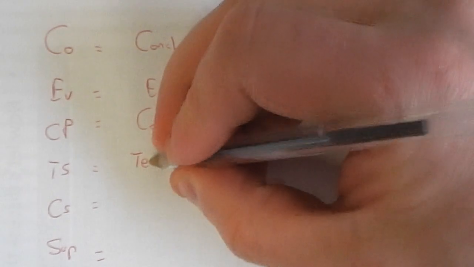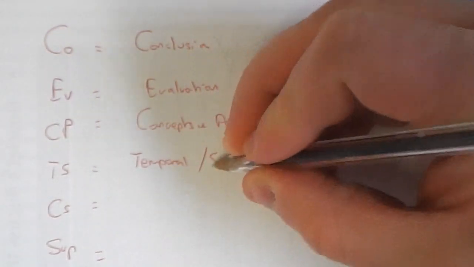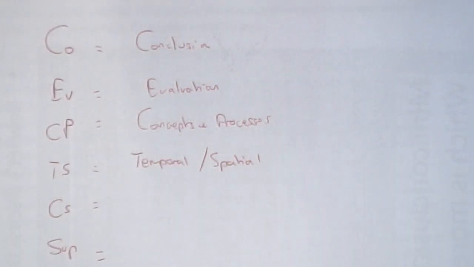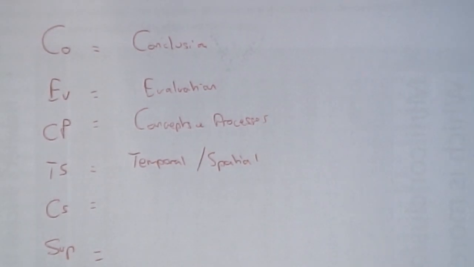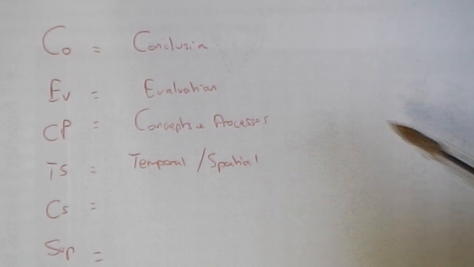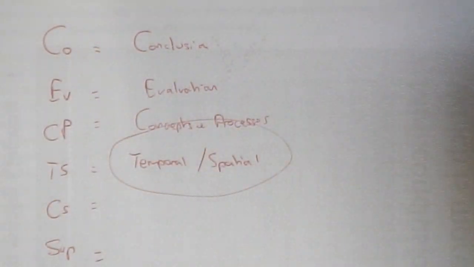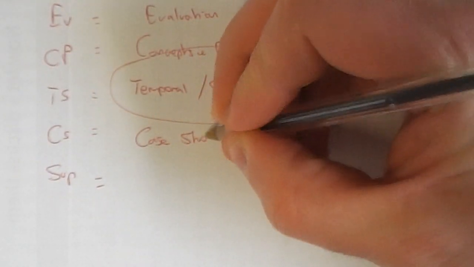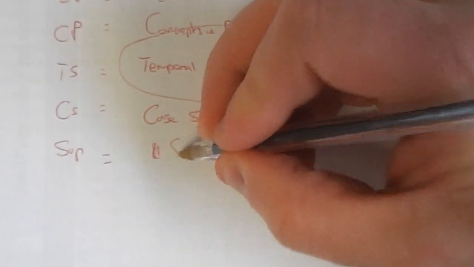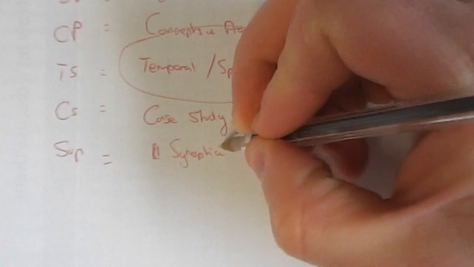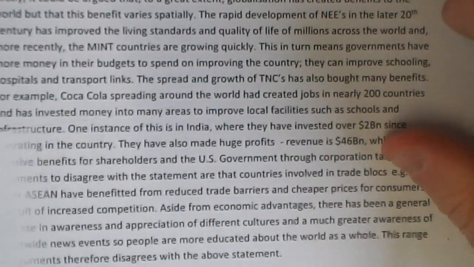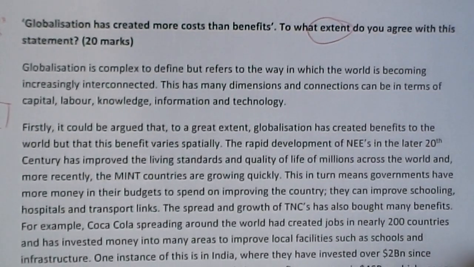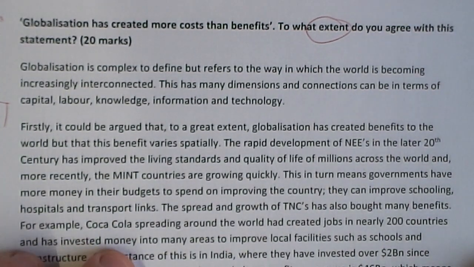TS means temporal or spatial scale. So temporal means any change over time, so costs and benefits in the past or the future, and spatial means across space. So is it different for different countries, different areas of the world? So any appreciation of that is going to be TS. CS means case study, so obviously any facts from actual real life examples. And then SYN means linking to other areas of geography, so synopticity. Just can we link to any other areas of geography, not specifically in this title, that are still relevant. Okay, let's go for it.